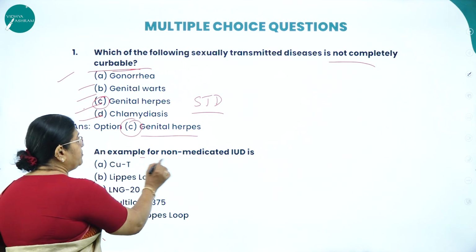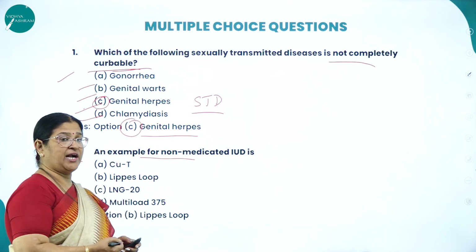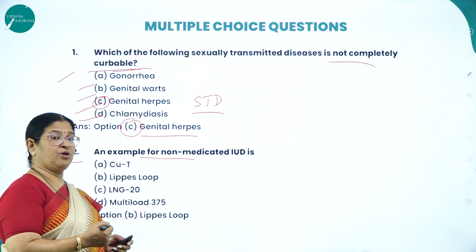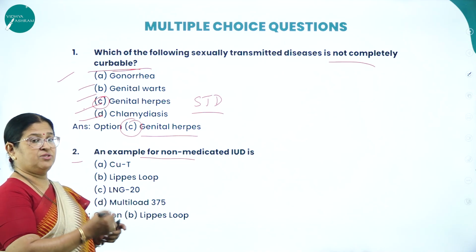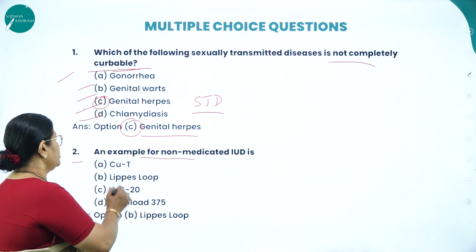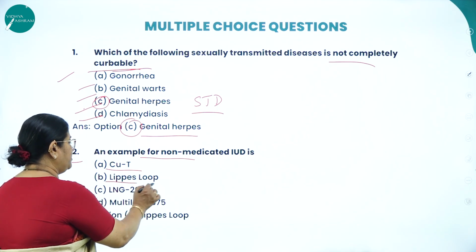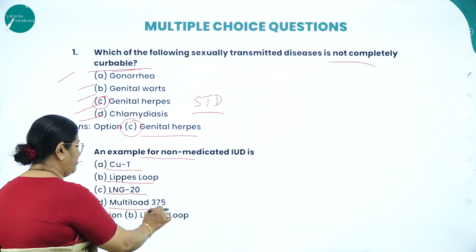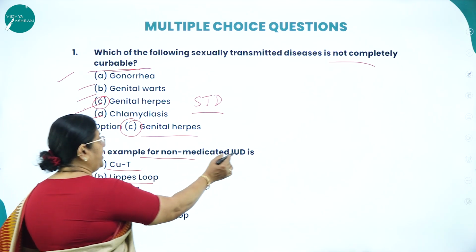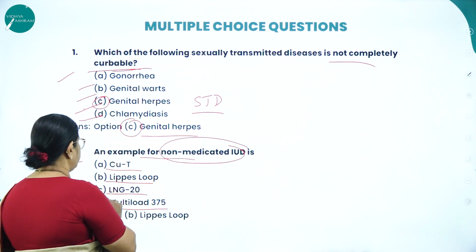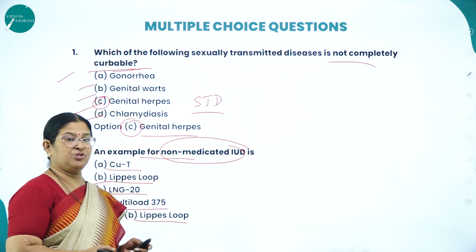Next, an example for non-medicated IUDs. As we already discussed in the flow chart, when we discussed the temporary method called barrier method, one such method is the IUD, that is intrauterine devices. So, an example for non-medicated IUD: is it Copper T, Lippes Loop, LNG 20 or Multiload 375? Already I discussed, non-medicated IUD is option B, that is Lippes Loop. So this is how you get your multiple choice questions.